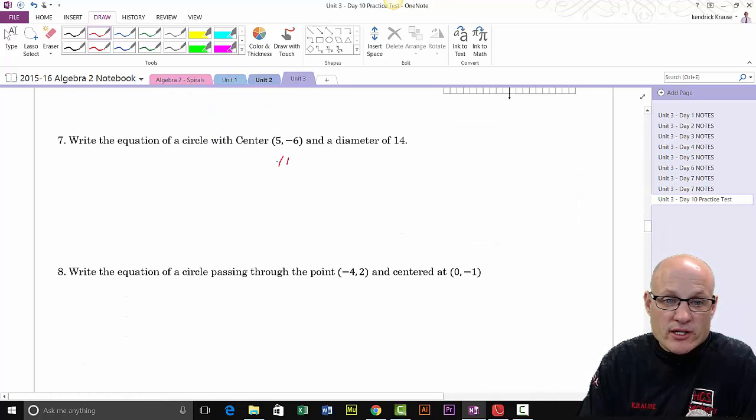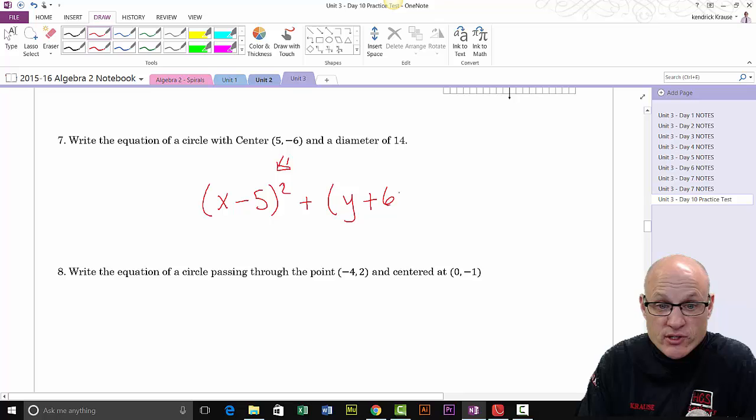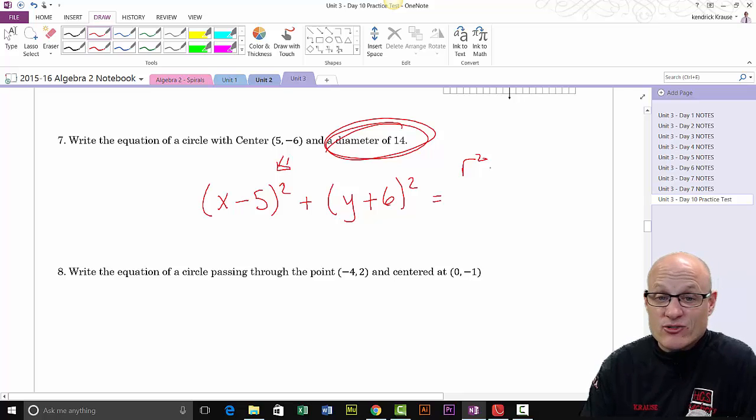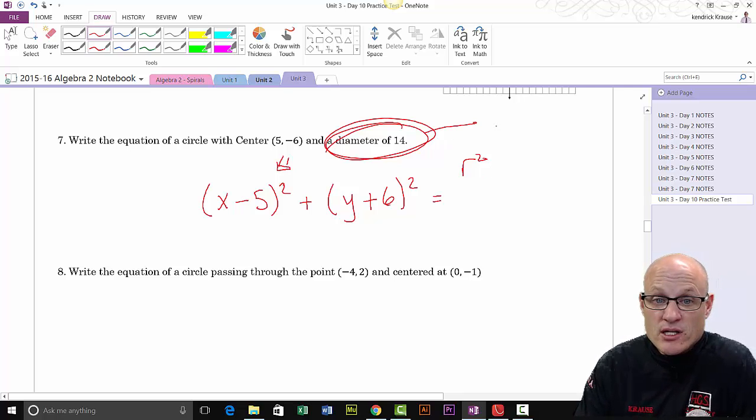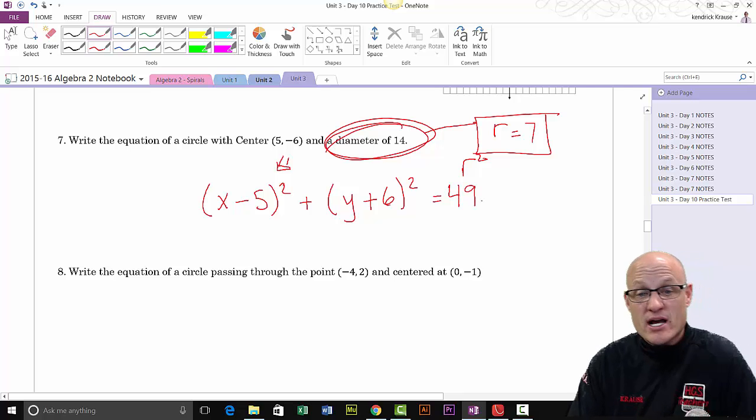Now I want to work backwards. Remember, when the center goes in, it goes in with opposite signs. So it's x minus 5 squared plus y plus 6 squared equals. Now over here goes the radius squared, and I'm going to trick you, so be ready for it. If that's the diameter, then that means the radius is equal to 7. That means the radius squared is 49. So there's your equation.